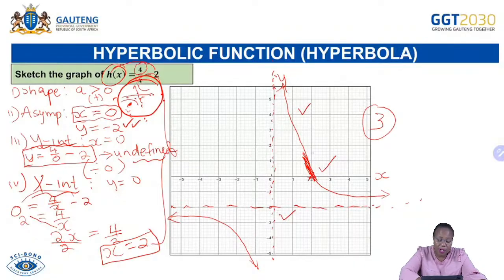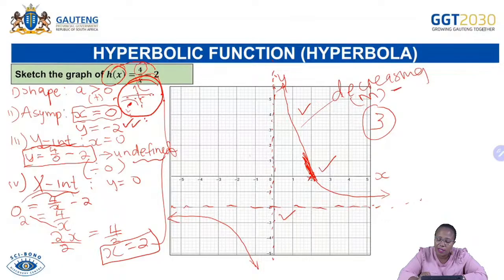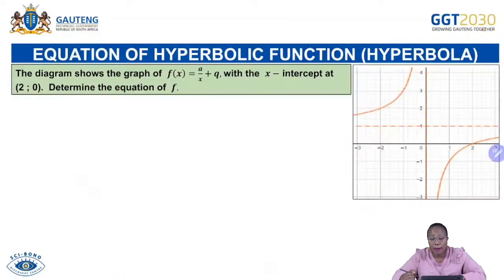And for this one, as you can see, it's a decreasing graph. You check from left to right, the graph is going down. Therefore, it's a decreasing function. And if it's decreasing, that means the gradient is negative, grade 12. But if you look at the A value, it is positive. So you can't use this A value to tell whether the graph is increasing or decreasing. As you can see, it is going the opposite direction.